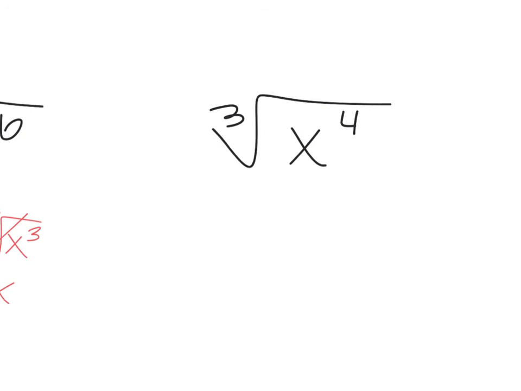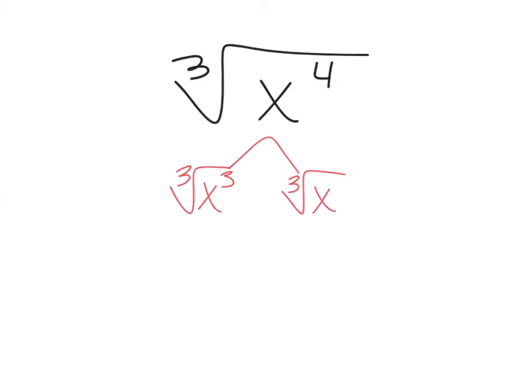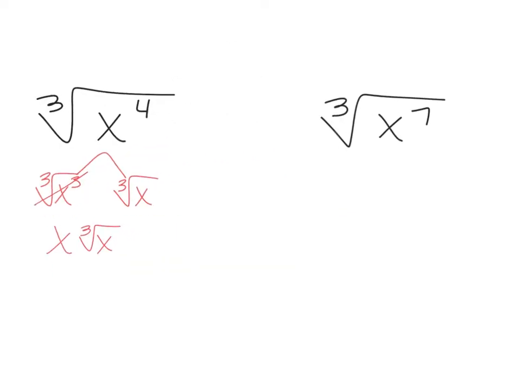A couple more. So we have the cube root of x to the fourth, which breaks up into the cube root of x to the third. I always try to do it in stuff that you can root. And it looks like there's one left over, so I'm just going to write a solo x off to the side. So this would be x, because you could take the root of that. You can't do the other one, so you just drop it down. So it's x cube root of x.